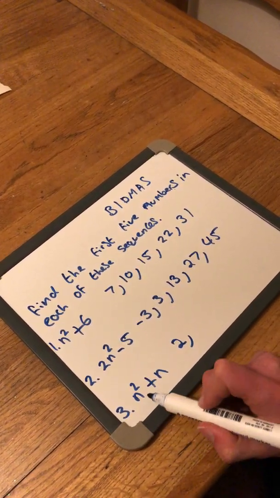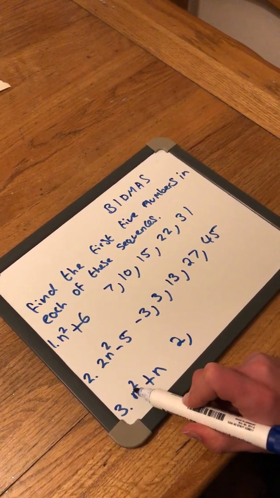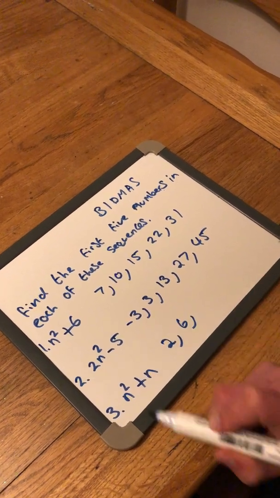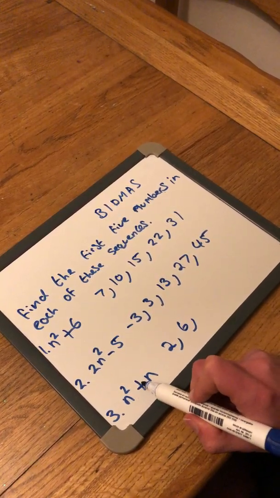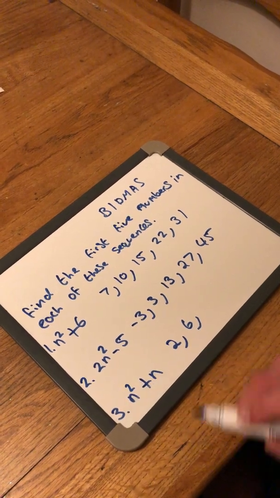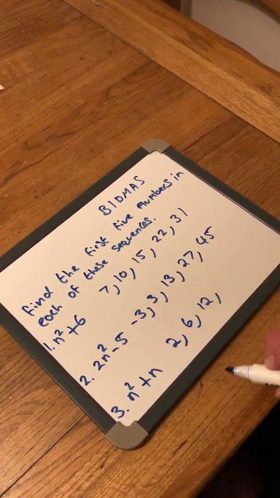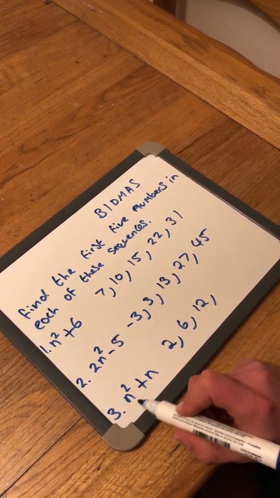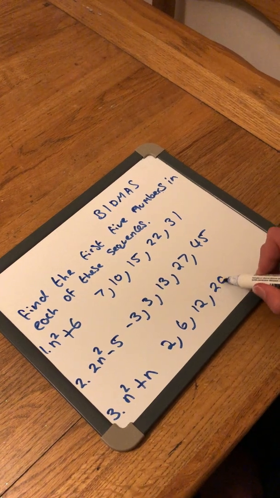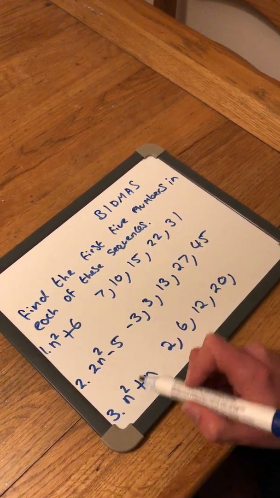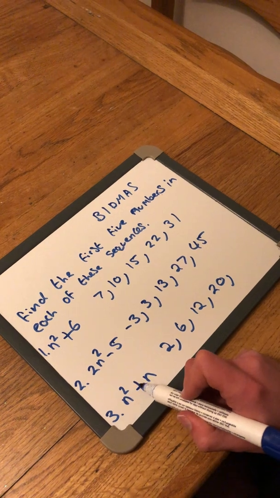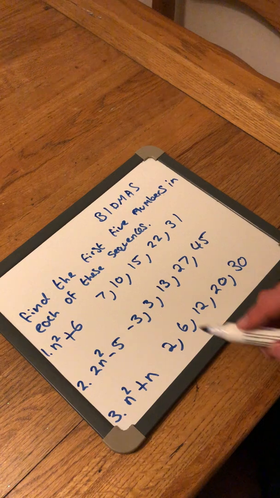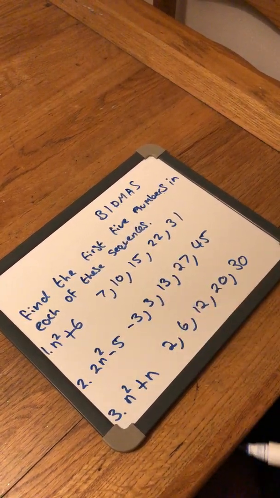Then for our second term, where n is 2, 2 squared is going to be 4, plus 2, 6. Third term, 3 squared plus 3, so 9 plus 3 gives us 12. For our fourth term, 4 squared is 16, plus 4, 20. And then for our last one, 5 squared plus 5 would be 25 plus 5, and that gives us 30. And these are our 3 answers to our 3 questions.